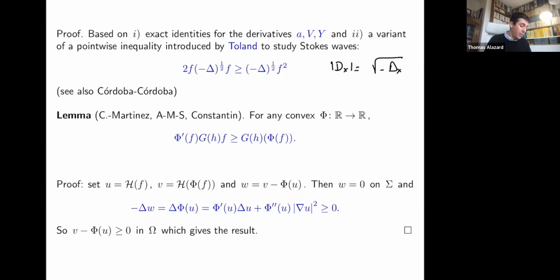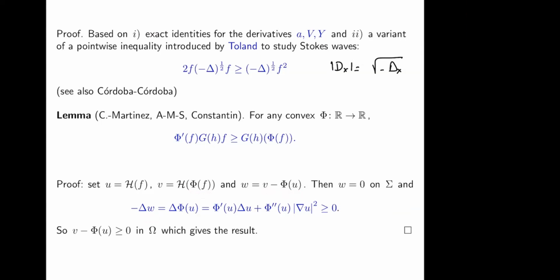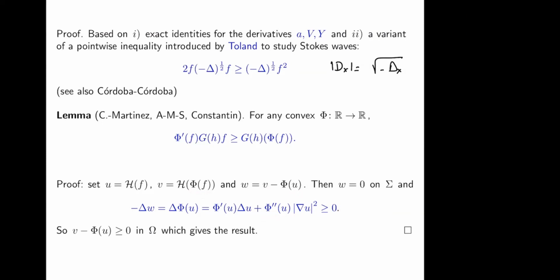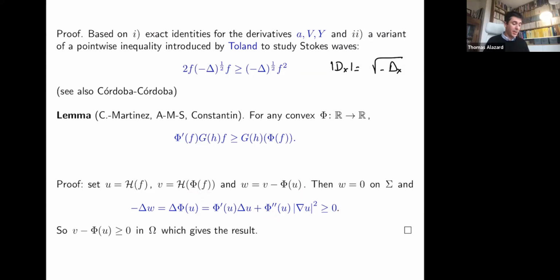And using the chain rule, this is equal to phi prime of u Laplacian of u plus the second order derivative of phi of u times the square of the norm of gradient u. The first term is equal to 0 because u is harmonic, so it remains only that term, which is non-negative because phi is convex, and this term is of course non-negative. So minus Laplacian of w is non-negative.